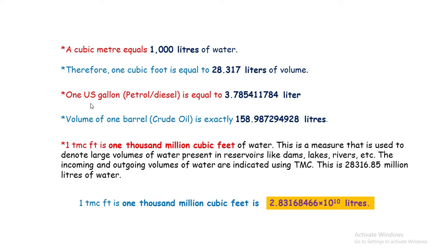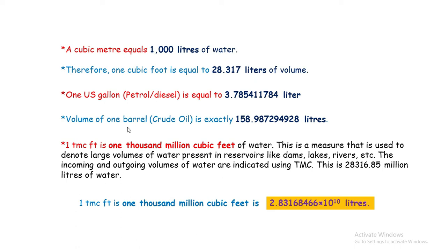Then we regularly hear the term gallon. Mostly it is used in foreign countries, especially in the US, where in petrol bunks, as we fill petrol or diesel in terms of liters, they use the term gallon. So 1 gallon of liquid, that is petrol or diesel, is equal to 3.785 liters of our Indian liters. Okay, so 1 gallon is equal to 3.78 liters.